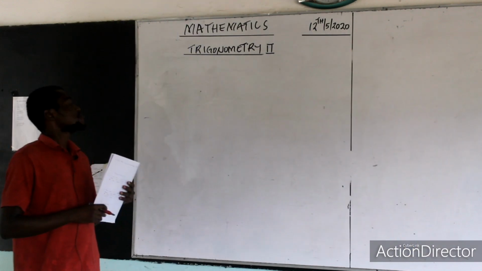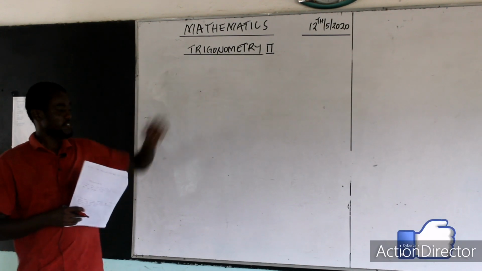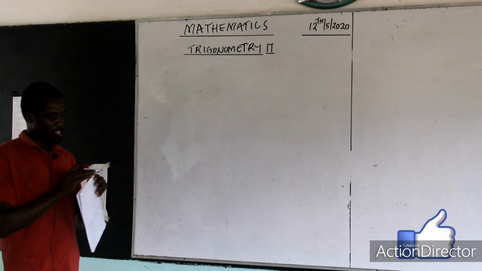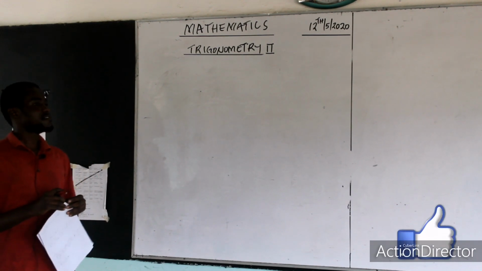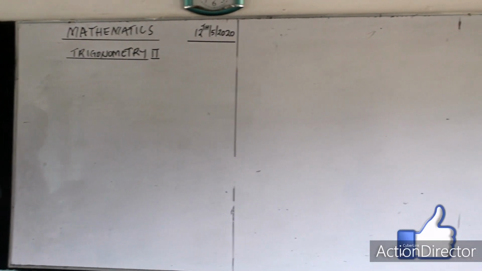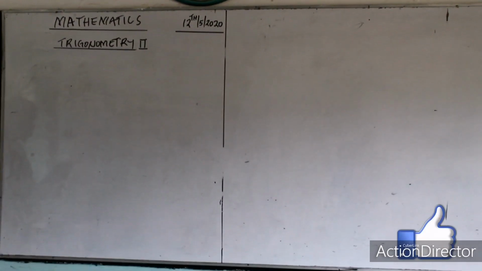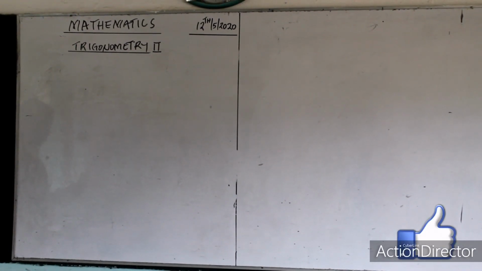But today, we want to remind ourselves about Trigonometry II. This is actually a topic in Form 3. This topic is majorly set in paper 2, that is mathematics paper 2. So today we are going to look at very important areas concerning the topic.